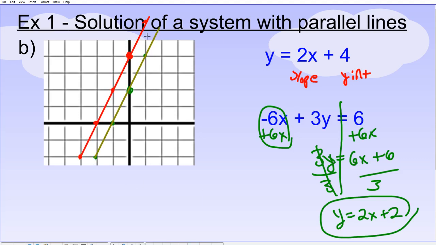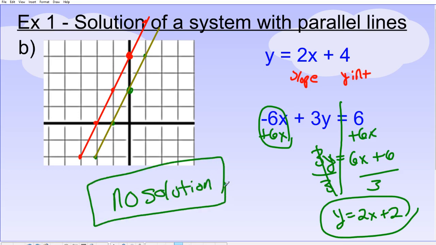There we go. My lines are parallel. They're not going to intersect. There is no one point that makes them both true. So these two have no solution. There is no one point that makes them both true, so the system of equations has no solution.